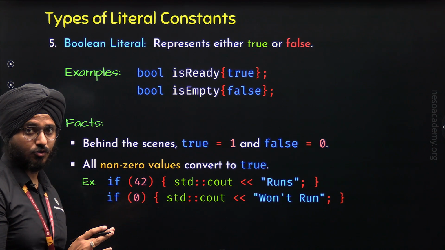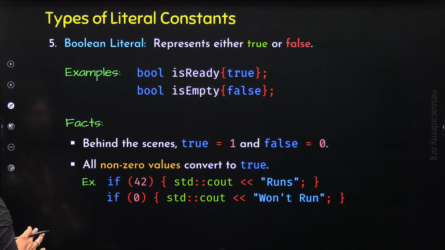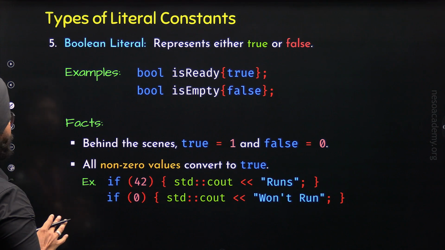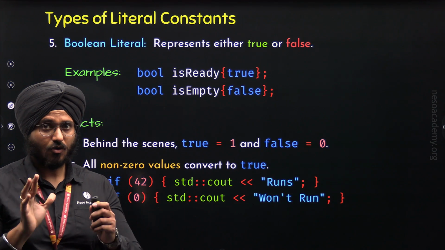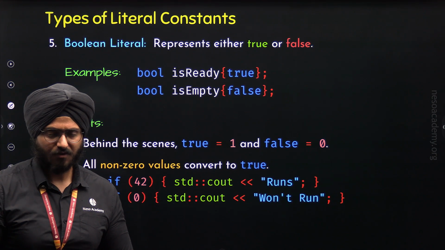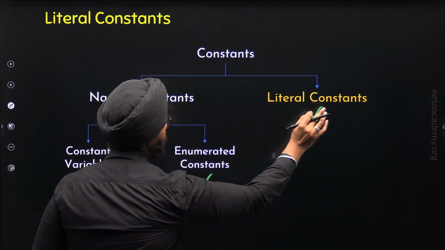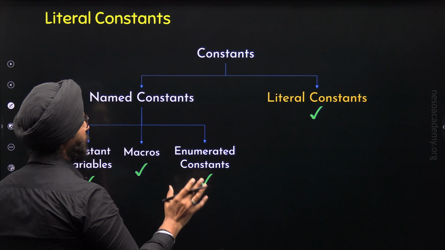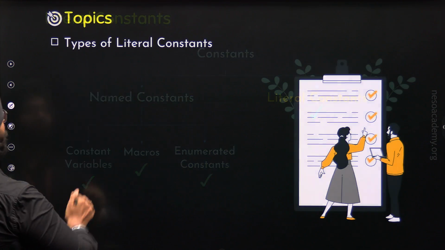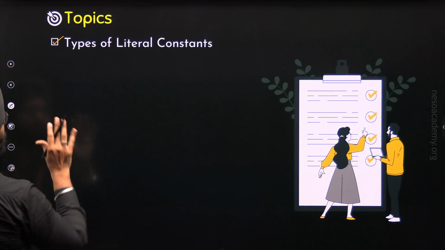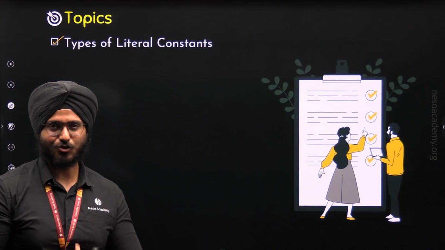So I hope it is clear to you what a Boolean literal is and how to represent a Boolean literal in C++. So now we have understood five different types of literal constants in C++. We are done with all the types. This means we are done with literal constants. We have understood all the types of constants in C++, and we are done with this lecture also.